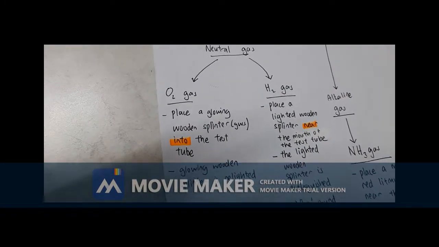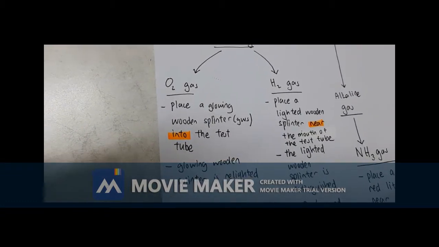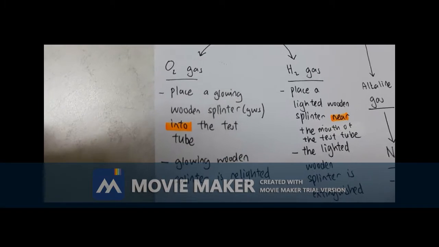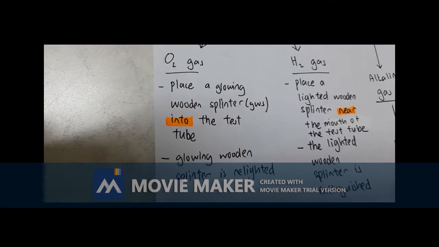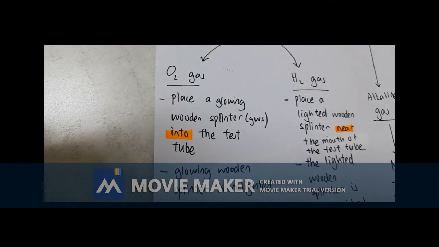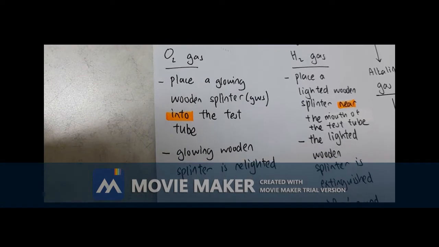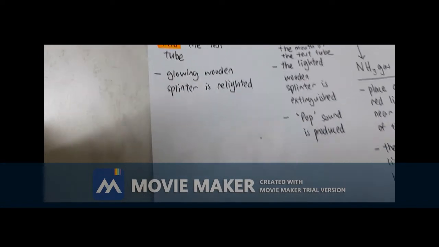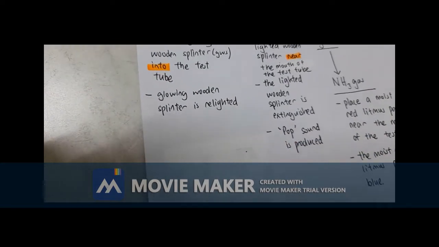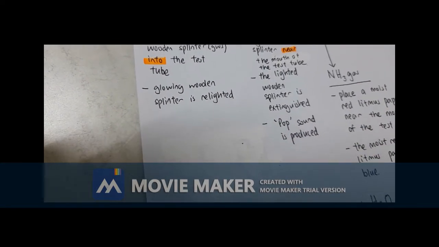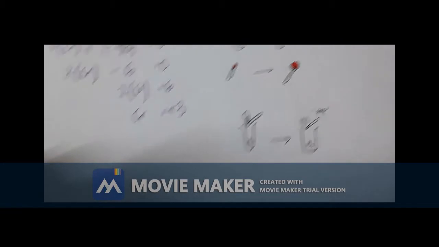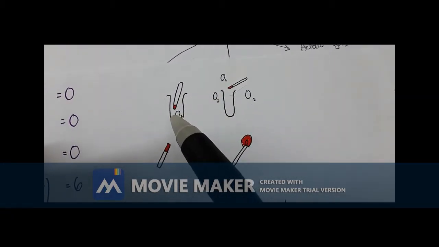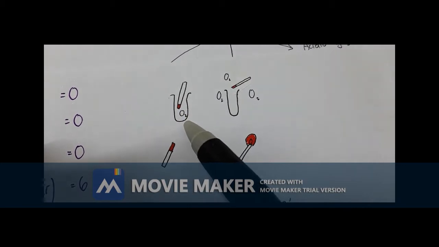The steps to confirm that O2 gas is present is by placing a glowing wooden splinter into the test tube. And when the O2 gas is confirmed to be there, the glowing wooden splinter will be relighted. Okay, so here is how it should look like. This is into the test tube containing O2.